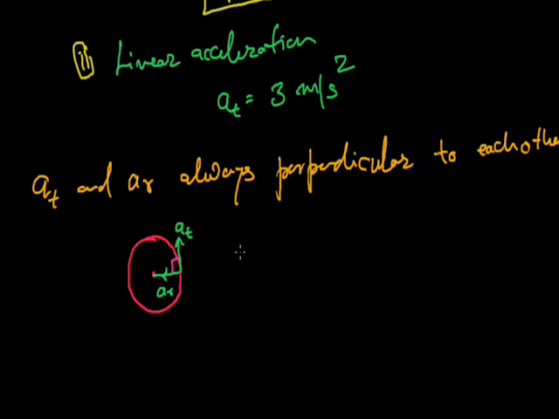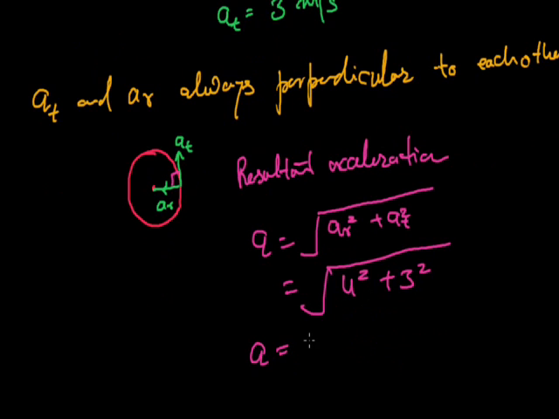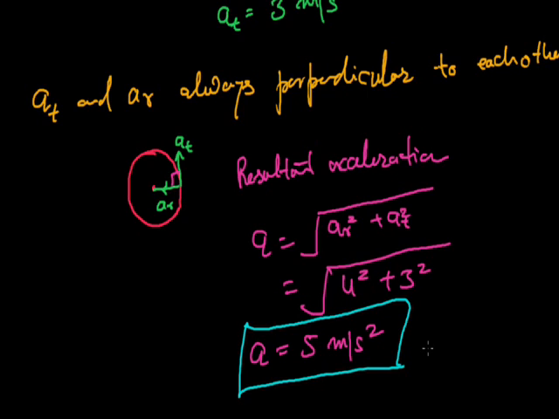So resultant acceleration A will be equal to root of AR square plus AT square, 4 square plus 3 square. A will be equal to 5 meter per second square. This will be the resultant acceleration of the motor car.